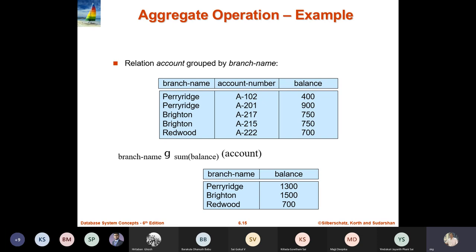So we have this Perry Ridge as 1300, Bricktown. Oh, sorry, I missed that. That it is grouped by the branch name. If the branch name is not there, it could have been added to the whole thing, and the sum will be only the balance. Right. So we have the branch name and the sum as the output attribute of the resultant relation, the branch name and the aggregate of that particular branch. Like in this case, Perry Ridge 1300, Brickton 1500, and Redwood 700 as the sum of the balance.